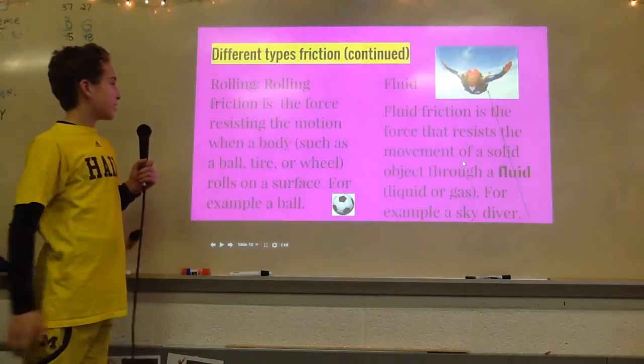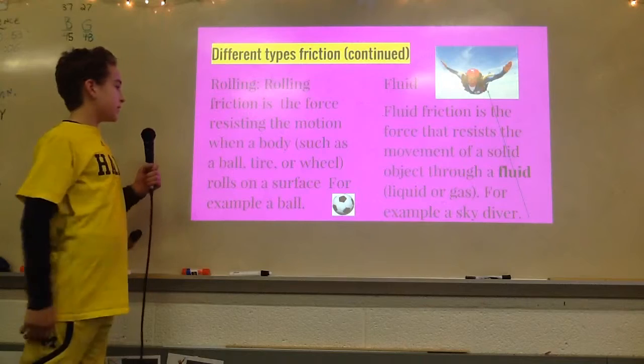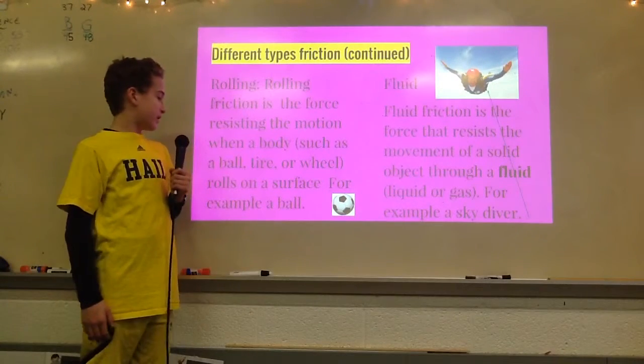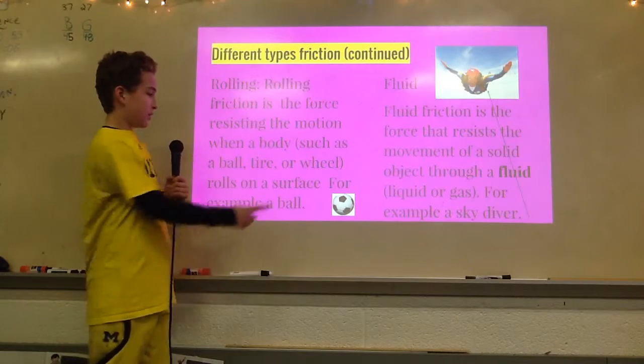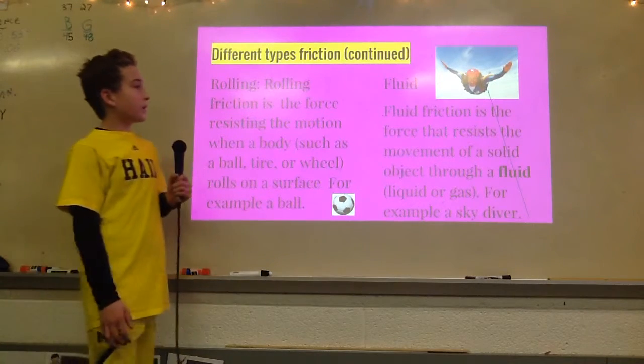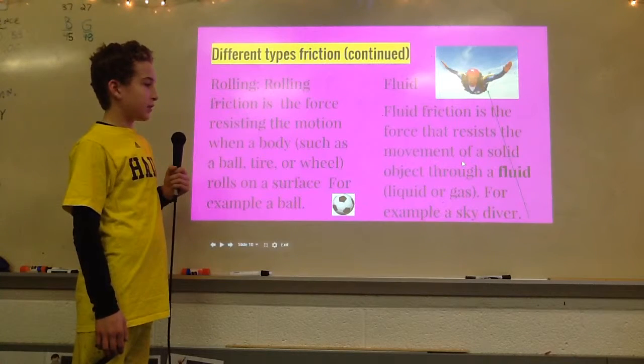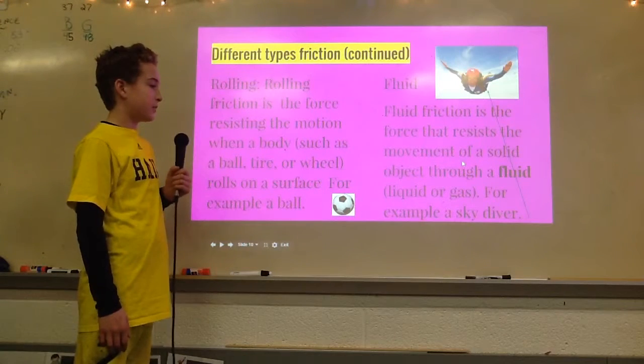Rolling friction is the force resisting motion when a body, such as a ball, tire, or wheel, rolls on a surface, like a soccer ball. And then fluid. Fluid friction is the force that resists movement of a solid object through a fluid, which is a liquid or gas. For example, a skydiver.